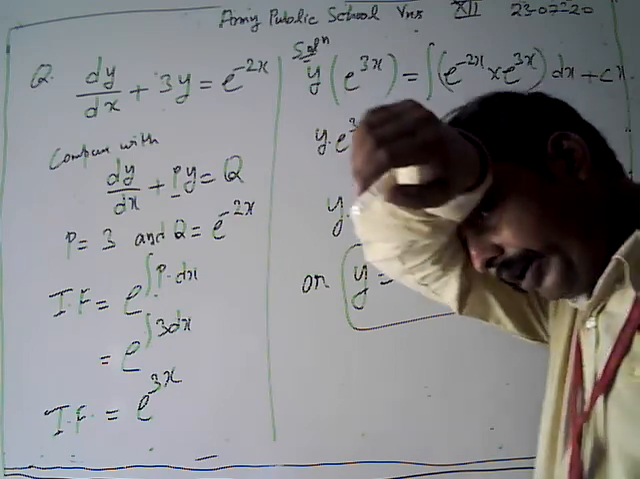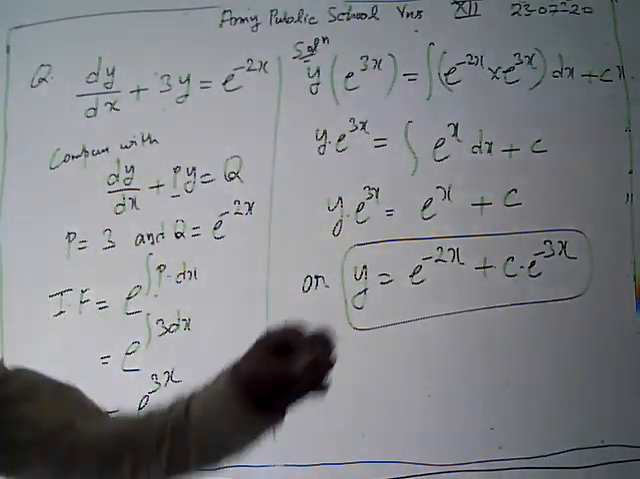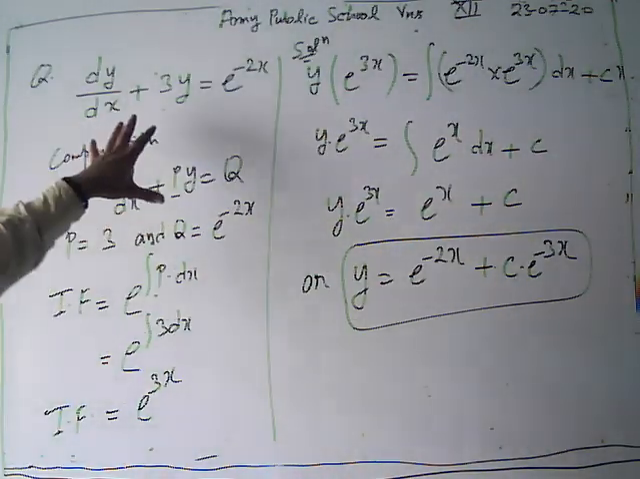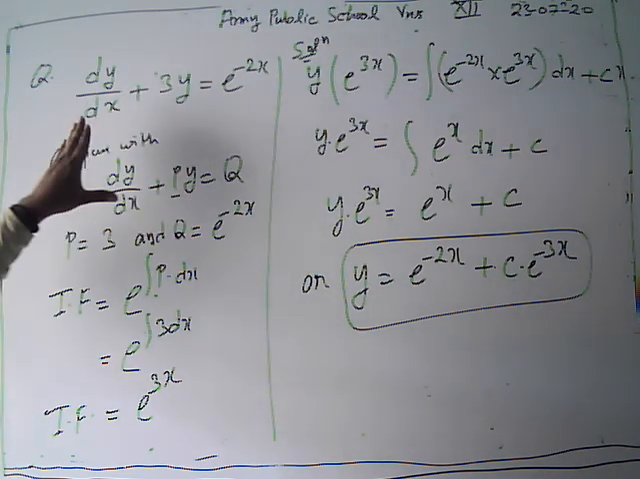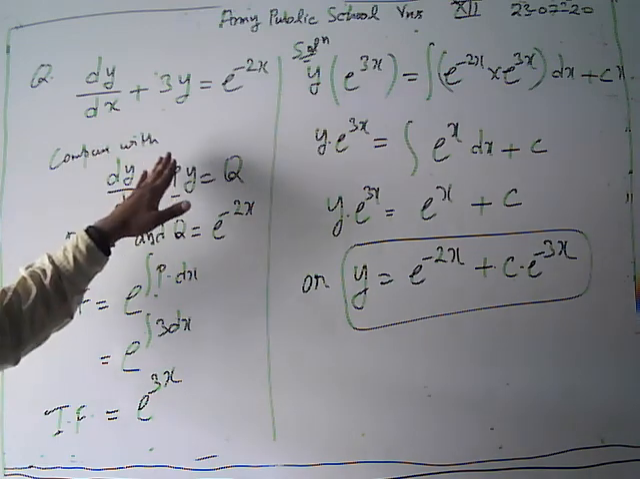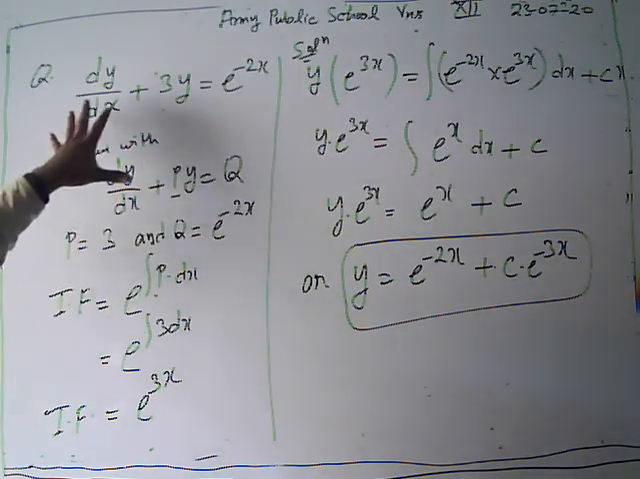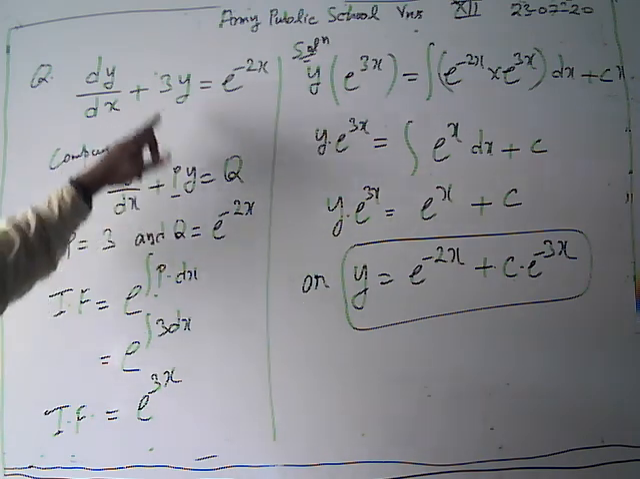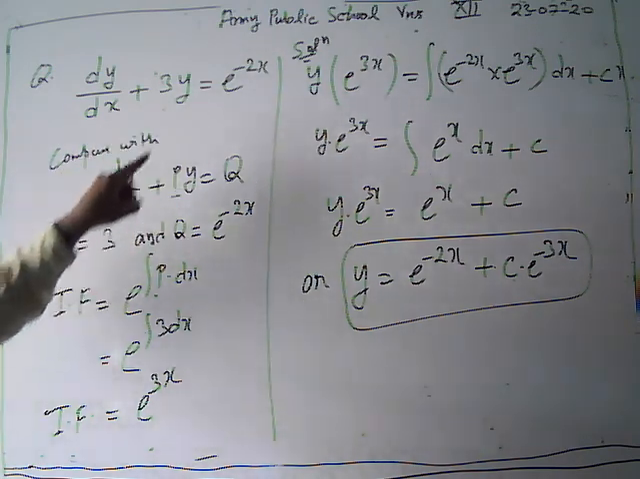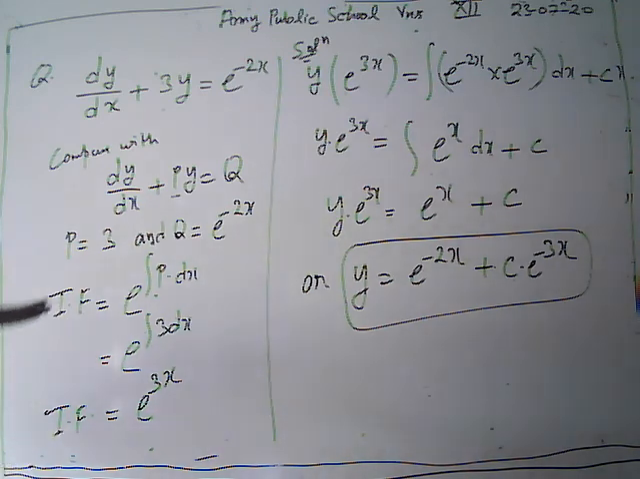Again I am going to explain this. Look, we have a first order linear differential equation. We have to write it in standard form. It's already in standard form. Then we compare with the standard form dy/dx plus py equal to q. Comparing, we get the value of p is 3, and q is e to power minus 2x. This is our first step.